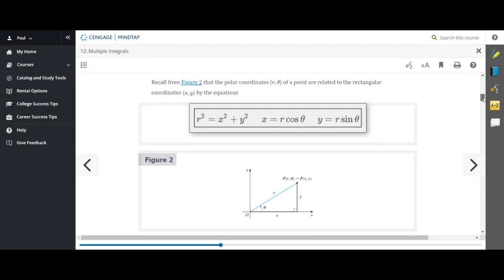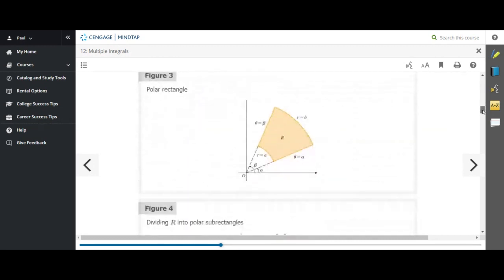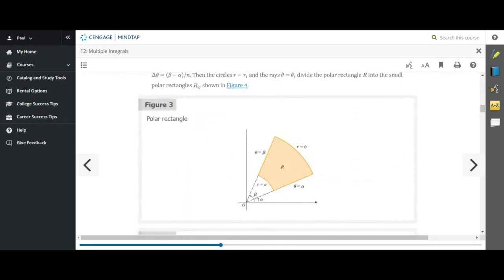Well, without getting too complicated, the region that you're working with is called a polar region. They use R, but it's really a region D. In terms of circles and angles and radii, region R in this figure 3 is bounded between the angles theta equals alpha and theta equals beta, and the radius goes from r equals a to r equals b.